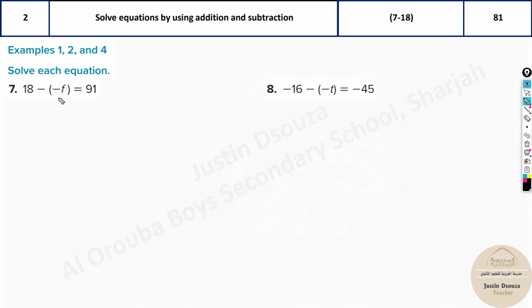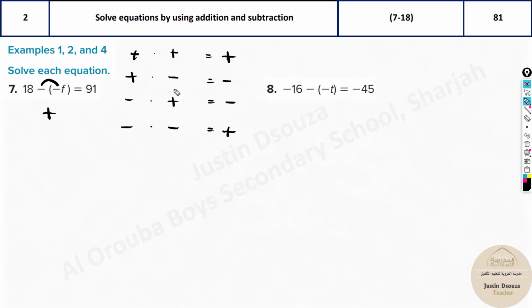Now, how to do this? 18 minus multiplied by minus of minus f. So what happens is whenever we see 2 minus signs, it'll be plus. I'll just write the sign conversions: plus and plus will be plus when you multiply them. Plus multiplied by minus would be minus. Minus multiplied by plus would be minus. And lastly, when it's minus and minus, it will be plus.